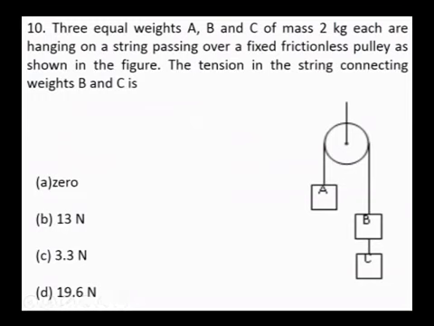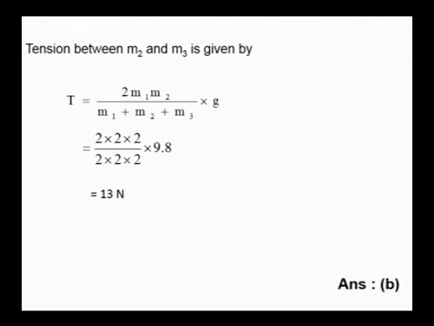So remember we had taken some constrained motion problems earlier. This is one such problem here. I had told you then that there are two masses here, there is only one pulley, but the side with two masses has more mass. So this body should be accelerating in this direction. So, we have 3 equal weights A, B and C. Now, this is equal, but still the net force here is greater. Of mass 2 kg each, they are hanging on a string passing over a fixed frictionless pulley as shown in the figure. The tension in the string connecting the weights B and C is asked. So, now we have already done the formula for tension.